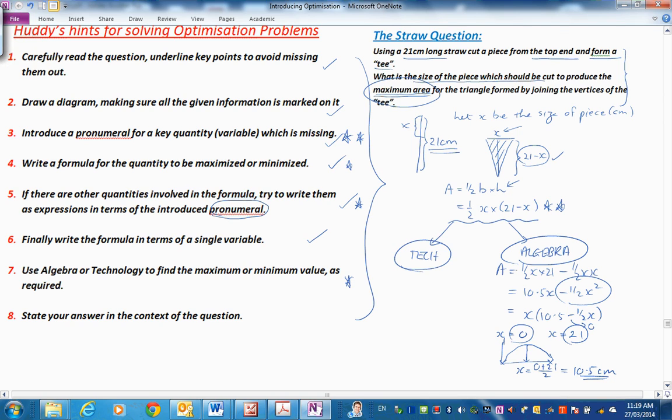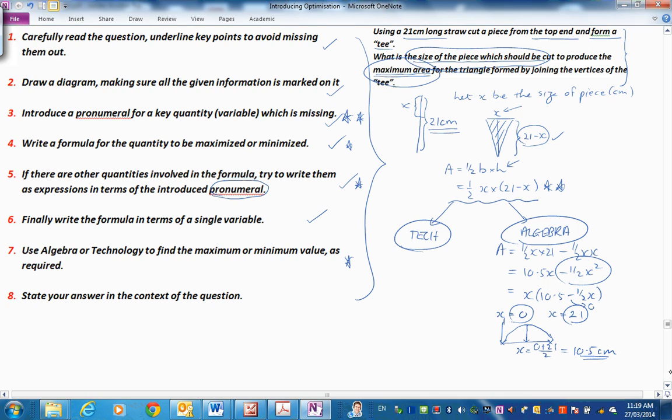or we could use technology as we did before. So we want the size of the piece up the top here, which should be cut, 10.5 centimetres. So now state the answer in the context, not x equals. So the 10.5 centimetres should be cut from the end. Okay, a contextual answer, not x equals.